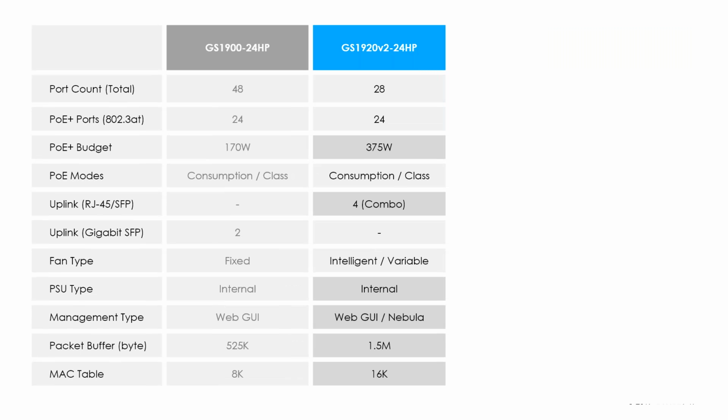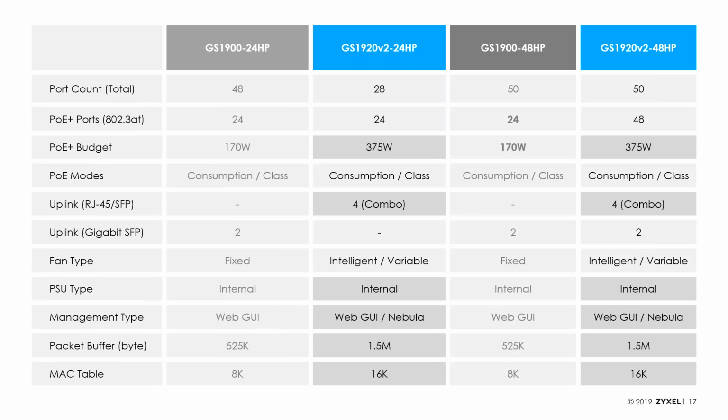Same story with the larger switches. So bigger PoE budgets, combo ports rather than just fixed media. And on the 48 port switch, you have a limited PoE port count at 24 ports rather than all 48 ports being PoE ports. There is actually a typo in this slide. The 24 HP does not have 48 ports. It has 26 ports, including the uplink ports.